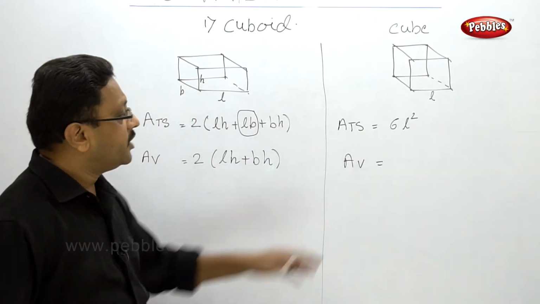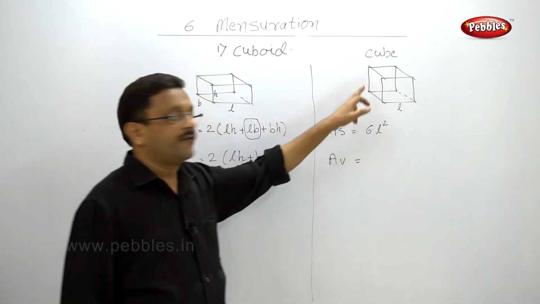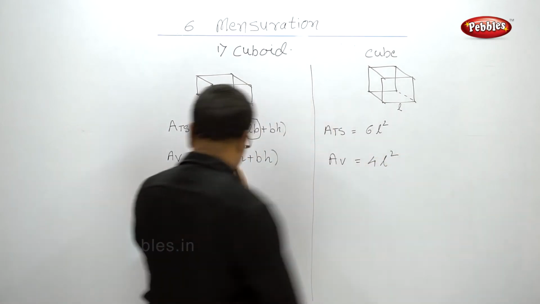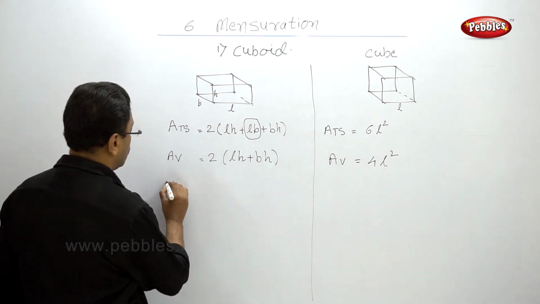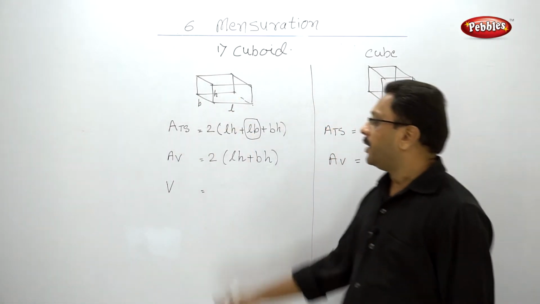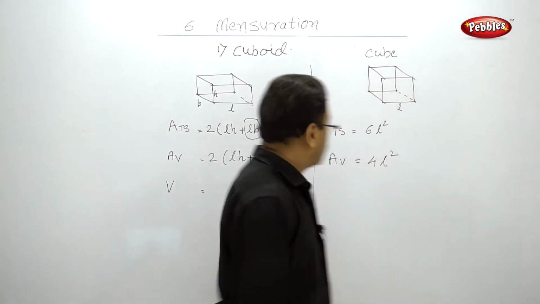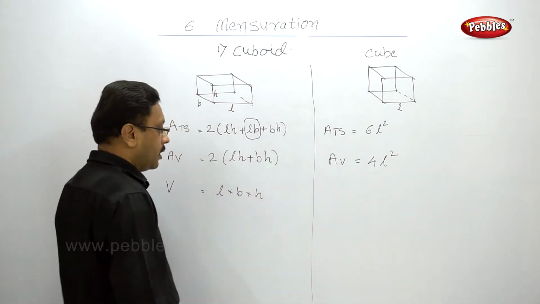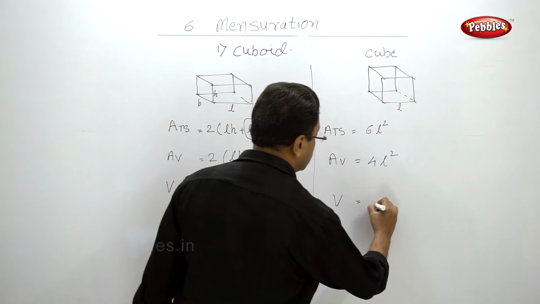So now in this case, what will be the vertical surface area? There are 4 vertical faces, that means 4L square. Okay, now we will find out the volume of this. Volume, for the cuboid, is L into B into H. So this is the volume for this, L into B into H. And in this case, what is the volume? Volume is simply L cube.